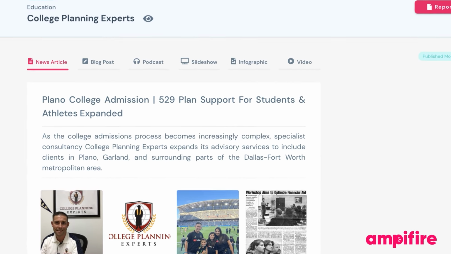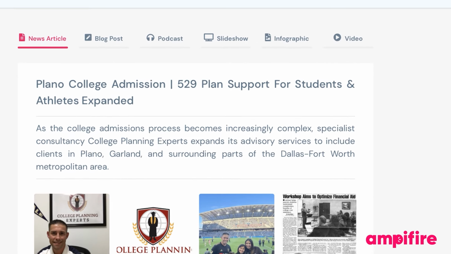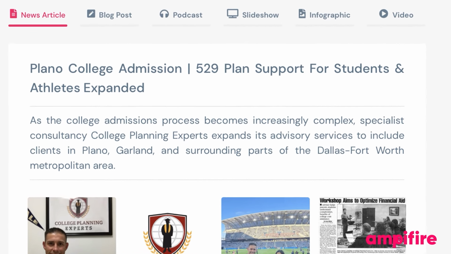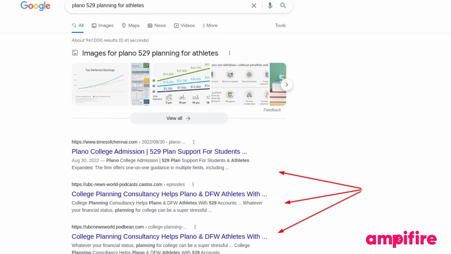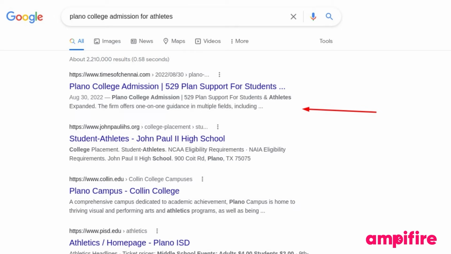Okay, so here we've got the first case study. It works really well because it's got the location and the main thrust of the angle right next to each other at the start of the headline. The specific plan support is a key search term, and it names the audience to narrow the focus further. As a result, it's ranking for searches like college admission for athletes in this specific location.